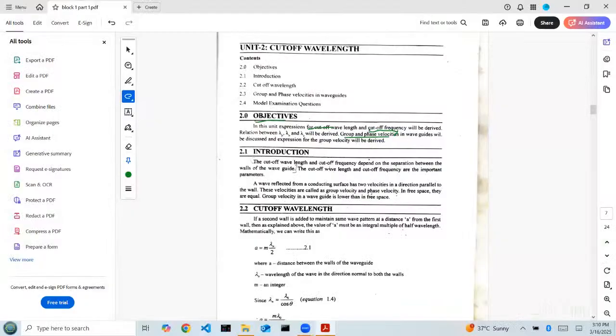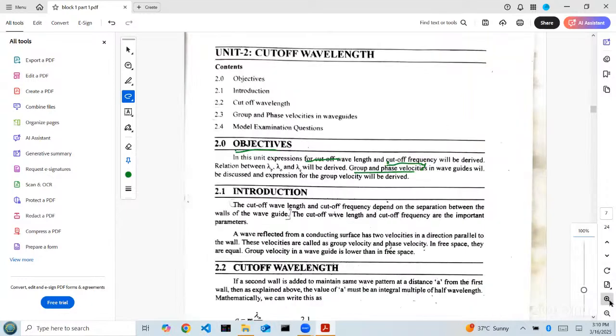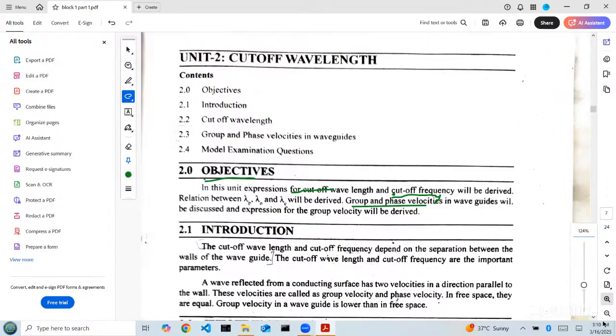Velocity, under one is the phase velocity. We will calculate group velocity as well as phase velocity. What is given in the introduction? In the introduction, cutoff wavelength and cutoff frequency.